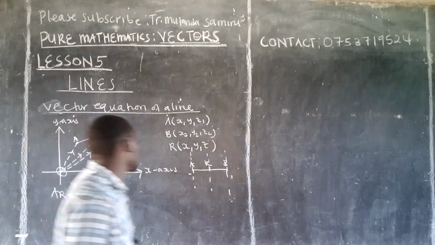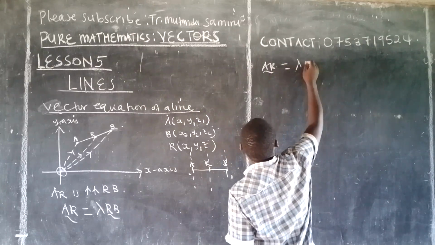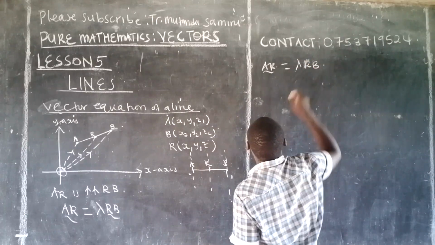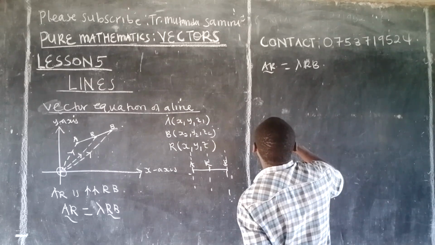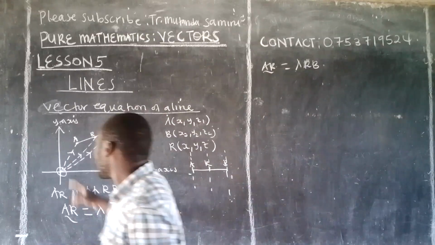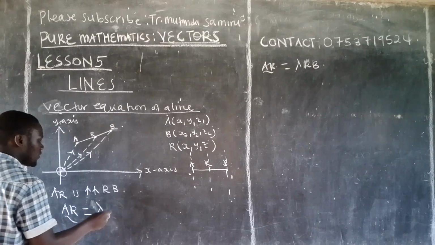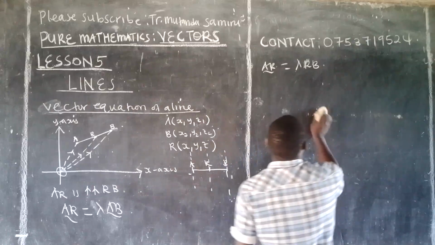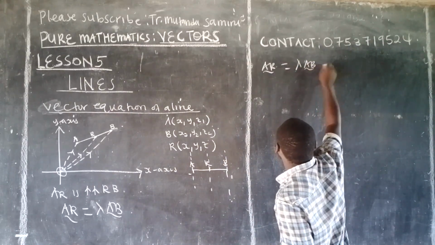Now we shall start off and say that vector AR is equal to lambda RB. Now let's analyze here. We would have said that AR is parallel to AB. This is also true. AR is parallel to vector AB. So AR is equal to lambda AB, like that.